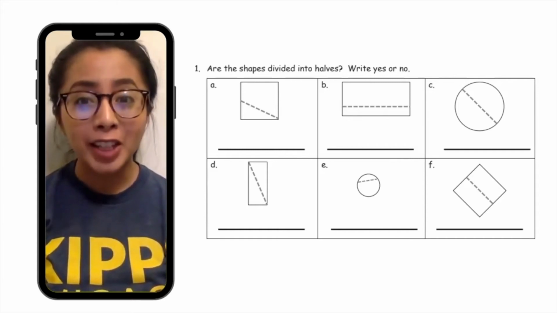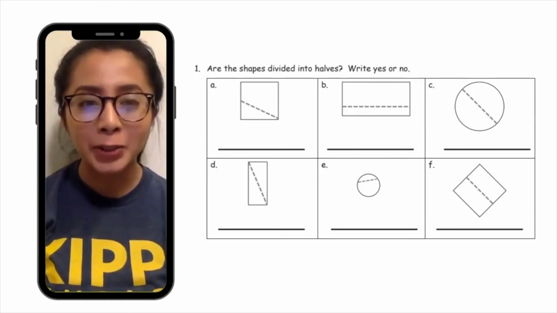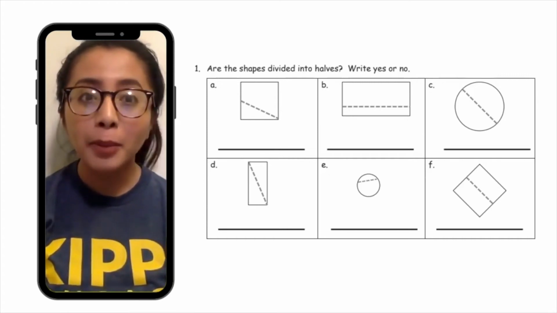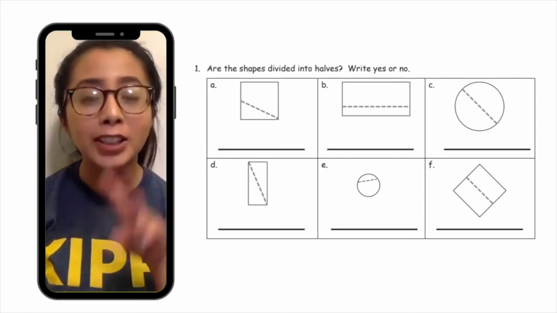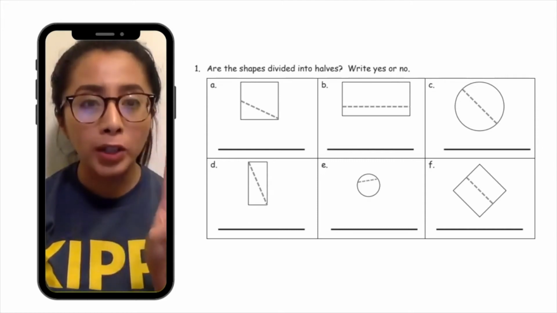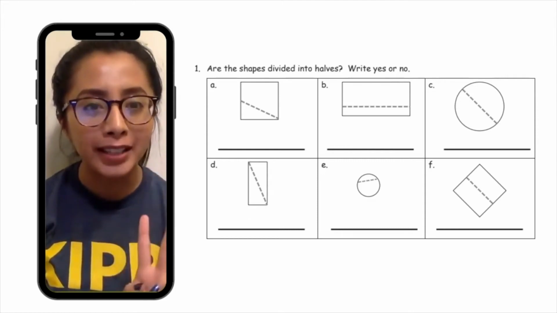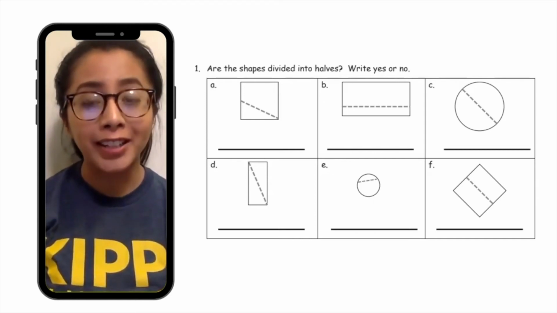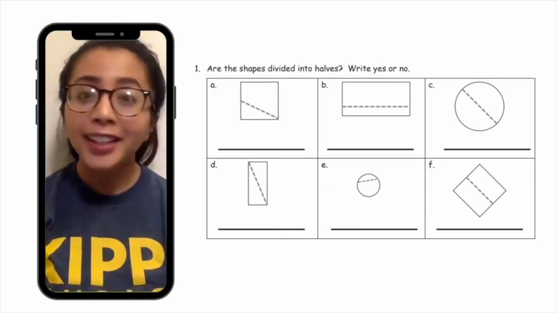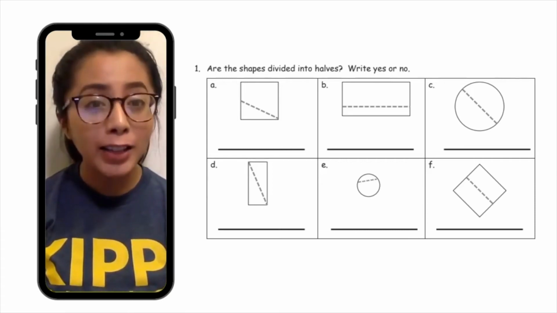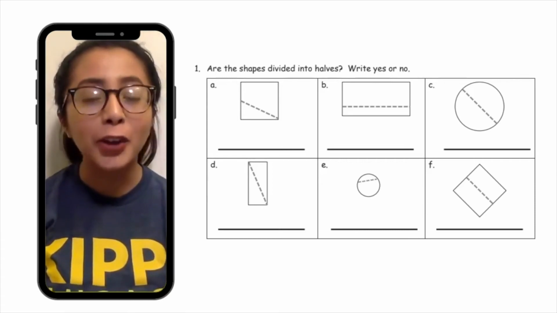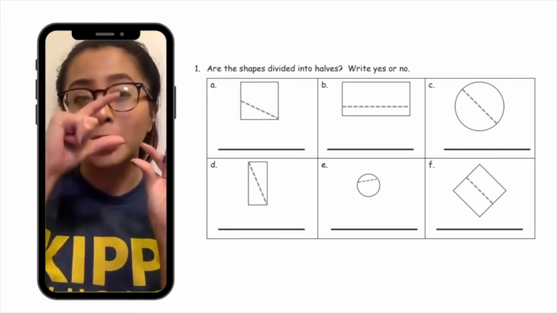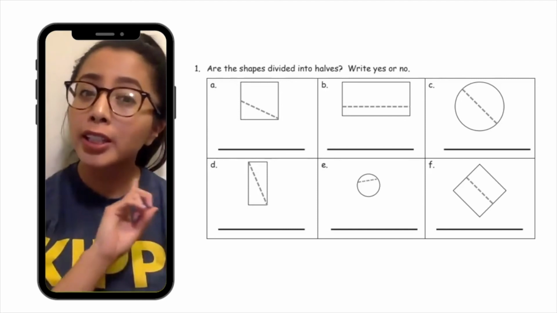This problem is asking us, are the shapes divided into halves? And we're going to either say yes or no. And remember, halves means that it has to have two equal parts. They have to be the same size. So looking at letter A, do you think that this is divided into halves? It's not. It has two pieces, but the pieces are not the same size. That bottom piece is way smaller than the bigger piece. So our answer is no.